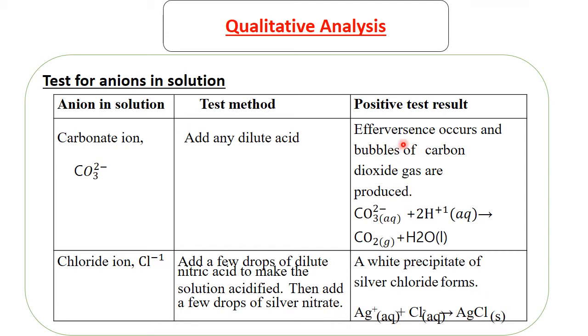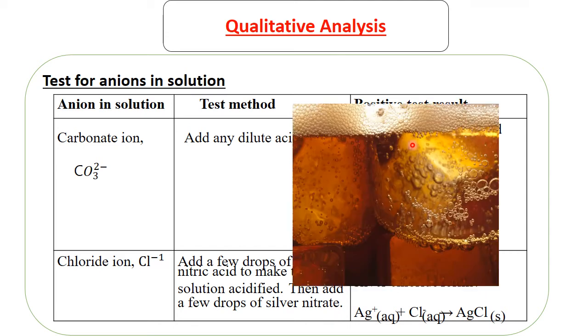So go back to effervescence. Effervescence is this. Bubbles in a liquid are what are called effervescence. So the carbonate ion test will produce these bubbles, and these bubbles are bubbles of carbon dioxide.